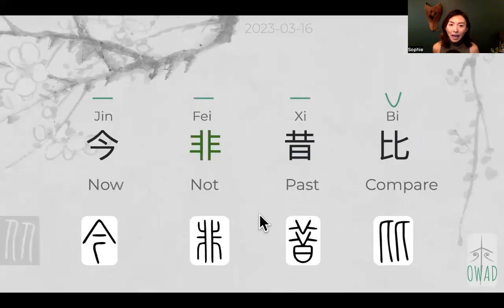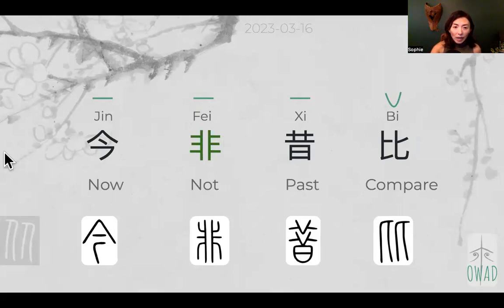Okay, today we have 今非昔比. Again, the same fate. And we talk about this mirror image. One is original, one is the mirror image of the original. And the Chinese use this mirror image to mean the negation of the original. That means it's the opposite reflection of the original.